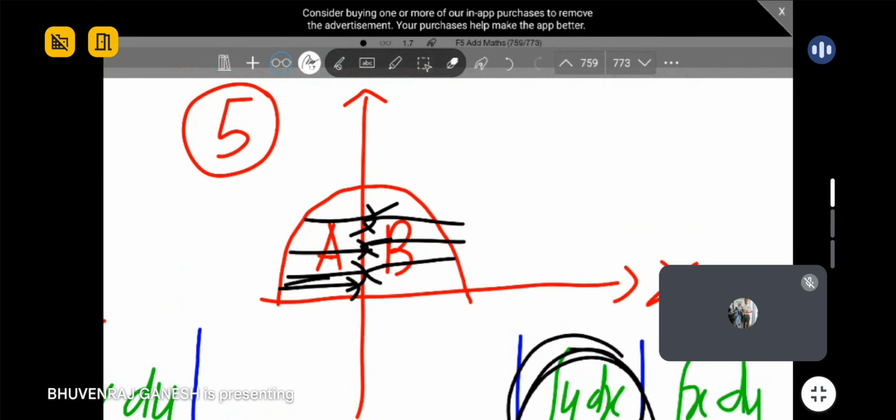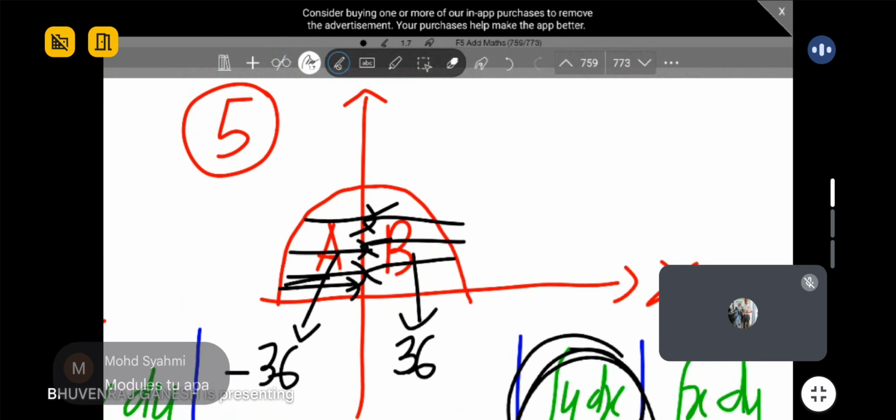So this is the reason why I say modulus tu sangat penting. If you don't use modulus, kamu akan ambil contoh lah. Let's say kawasan ni negative 36 luas dia. Yang ni 36. Okay, berdasarkan simbol tadi. Modulus tu kamu belajar kat form 4 bab 1. Do you all still remember, guys? Fungsi? Yes. Ini yang maksud modulus.